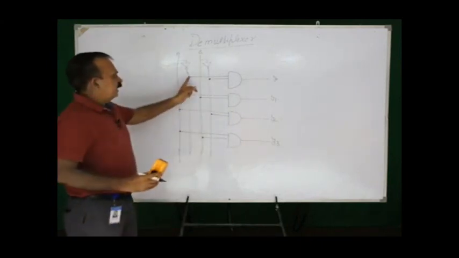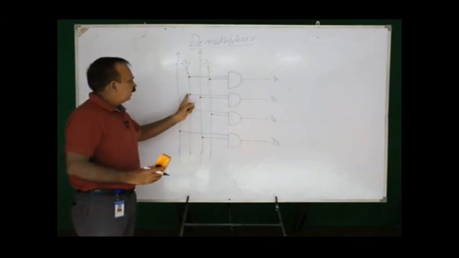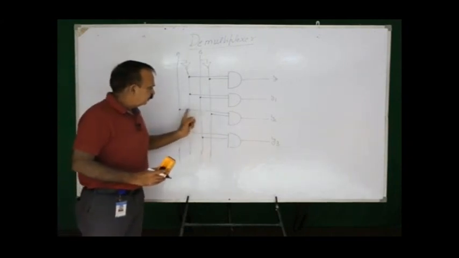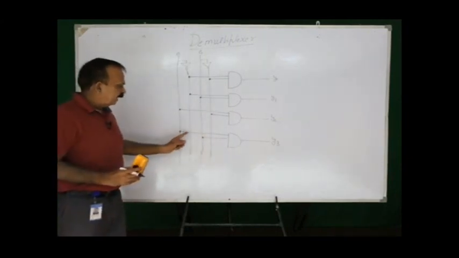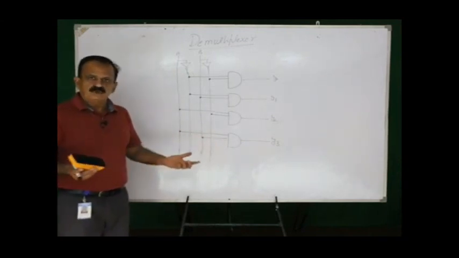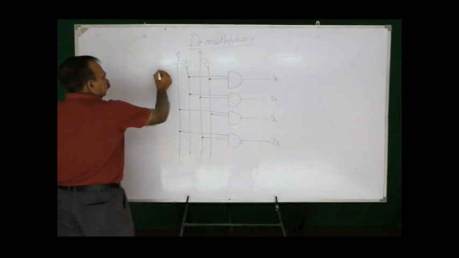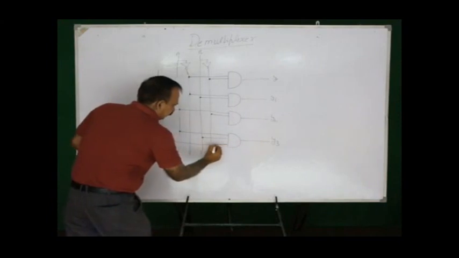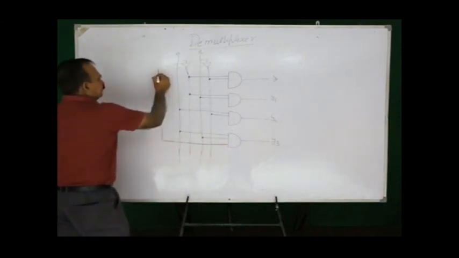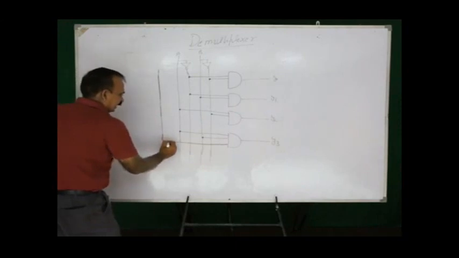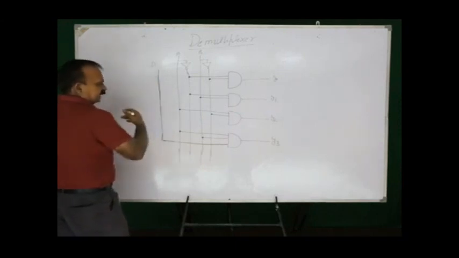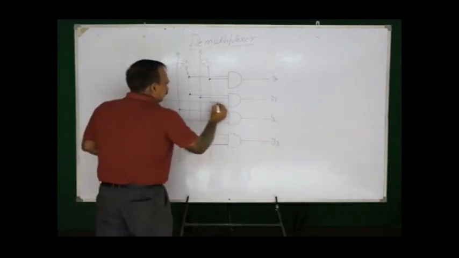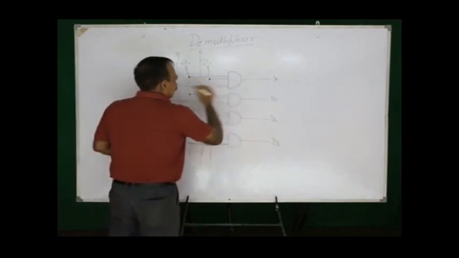Now it is A bar B bar, that is 0 0, A bar B, that is 0 1, A B bar, that is 1 0, and AB, this is 1 1. These are the 4 combinations. Now there is only one input, and that input is D. I am making this line a bit thick to indicate that this line is an input line. So D is connected with all the AND gates, this is connected here as well as here.